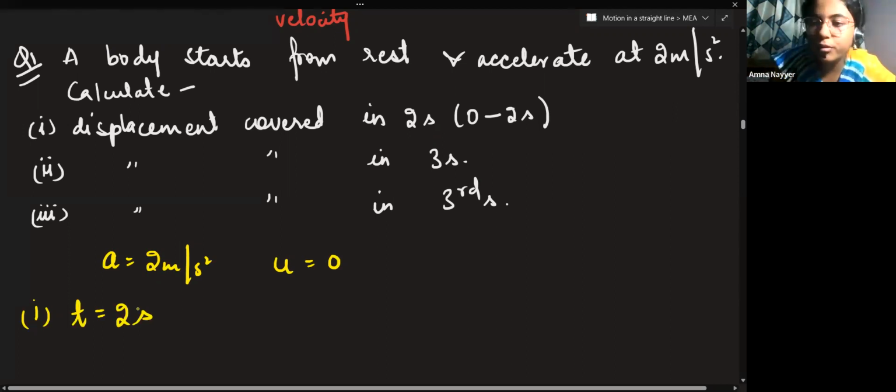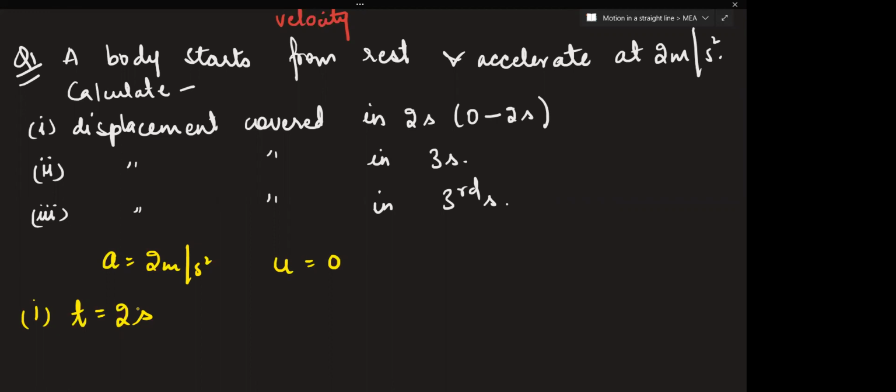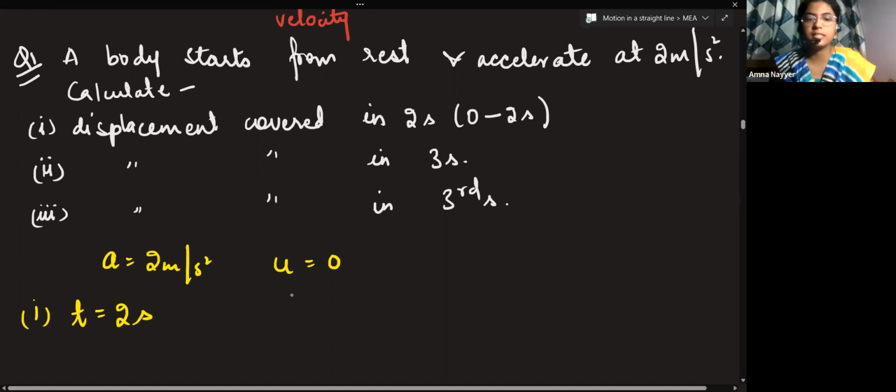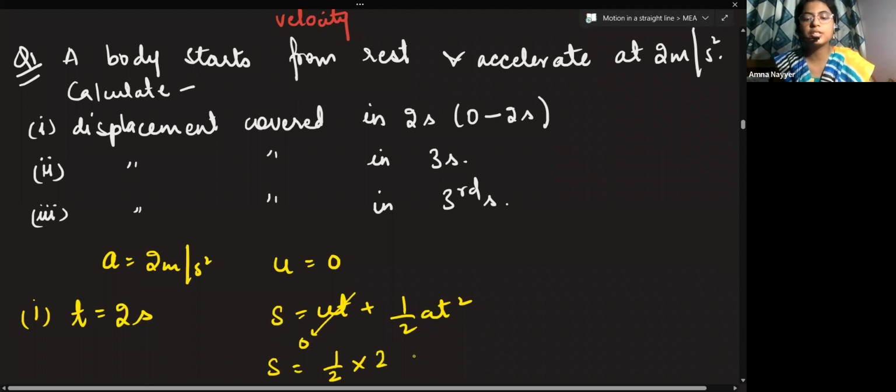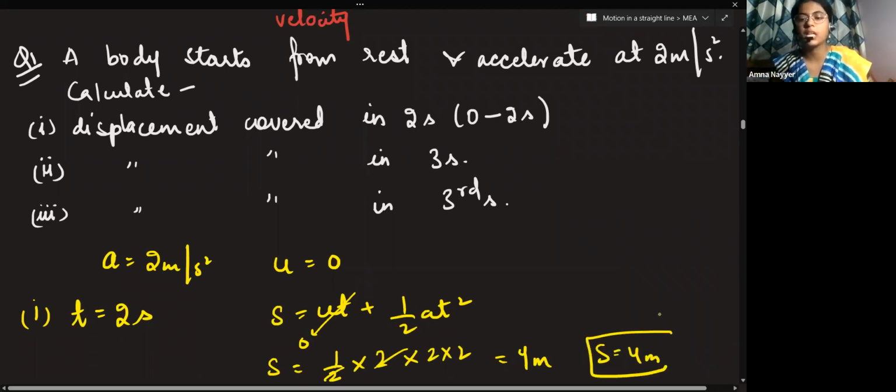Which equation should we use, Maha? Ma'am, S is equal to ut plus half at square. Yes, S is equal to ut plus half at square. So ut will definitely be 0 because u is 0. So S will be equal to half, acceleration is 2, t square becomes 2 into 2. So that becomes 4 meters. So S is 4 meters. Aisha, which equation should we use in the second part?